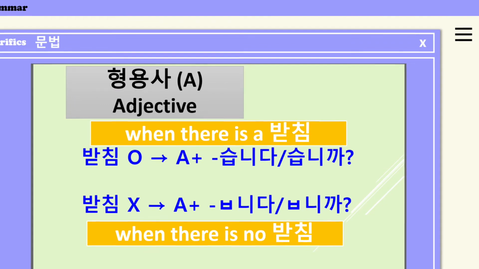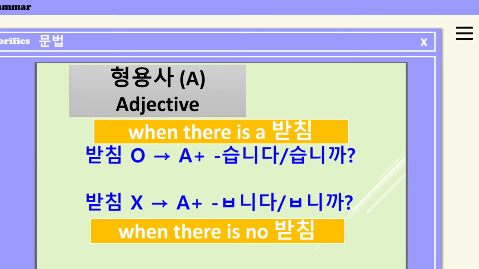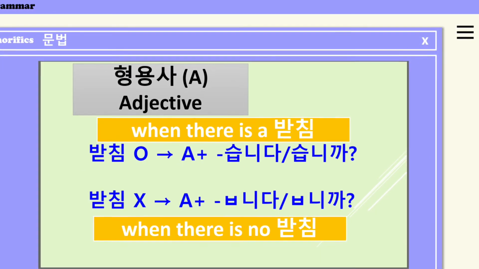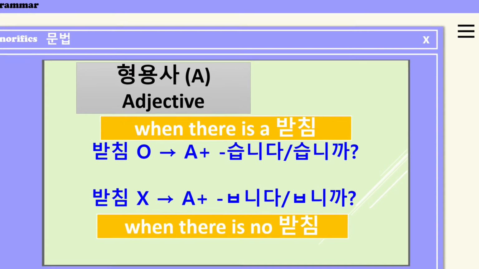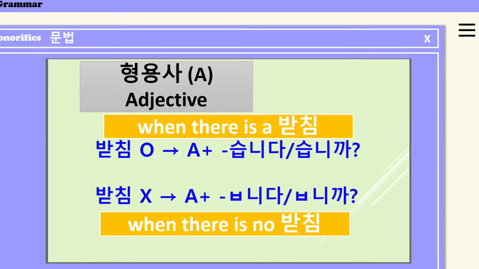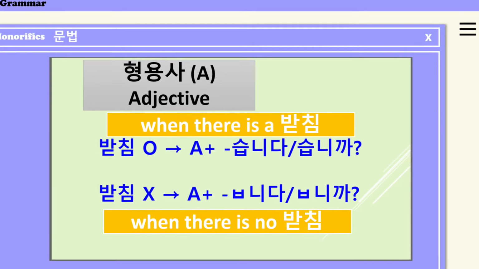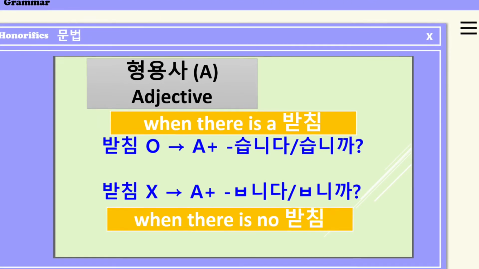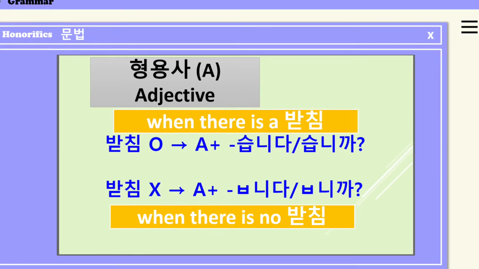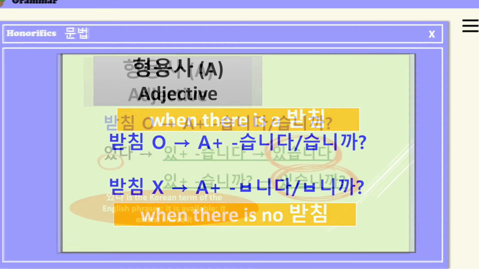형용사 or adjective. Same procedure. When there is a patchim, we use adjective plus 습니다 or 습니까. And when there is no patchim, adjective plus ㅂ니다 or ㅂ니까.